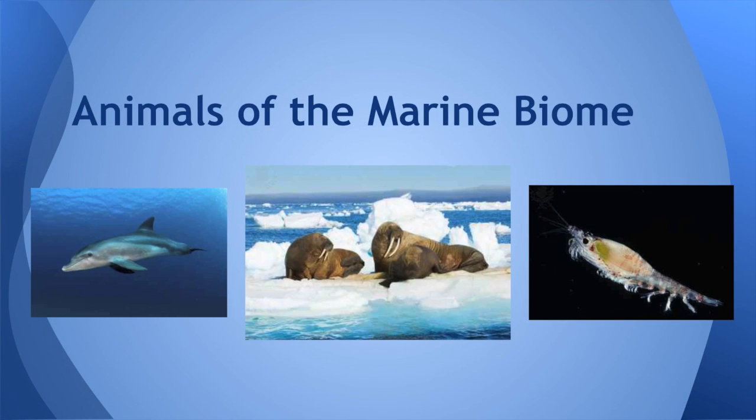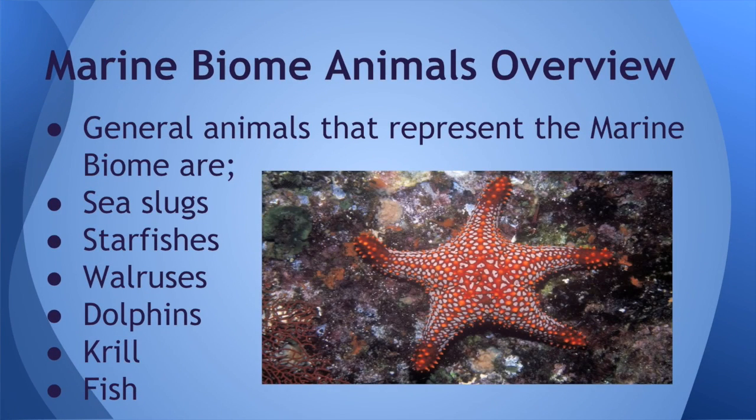So these are the animals of the marine biome, which are the bottlenose dolphin, walrus, and Pacific krill. Some general animals that people generally think of when they're thinking of the marine biome are sea slugs, starfishes, walruses, dolphins, and krill, and also fish of all kinds.